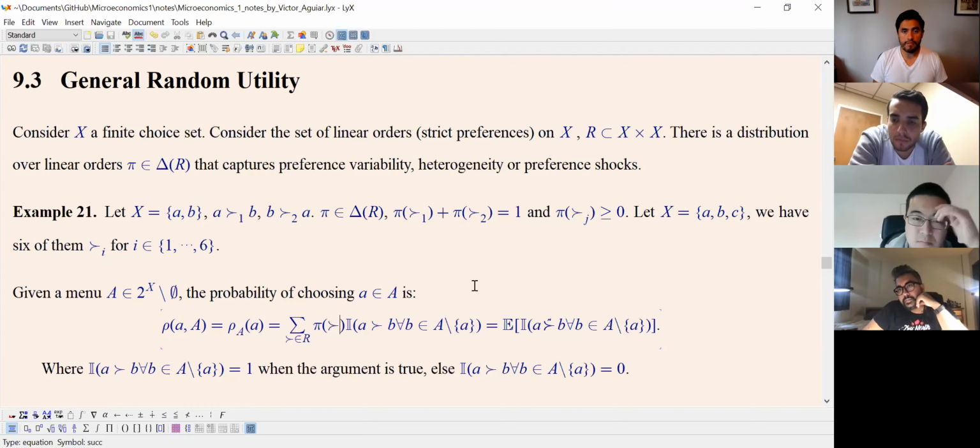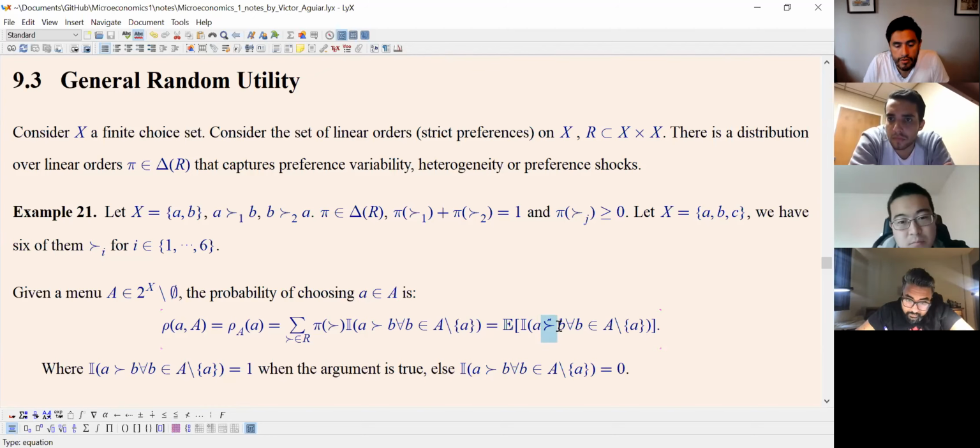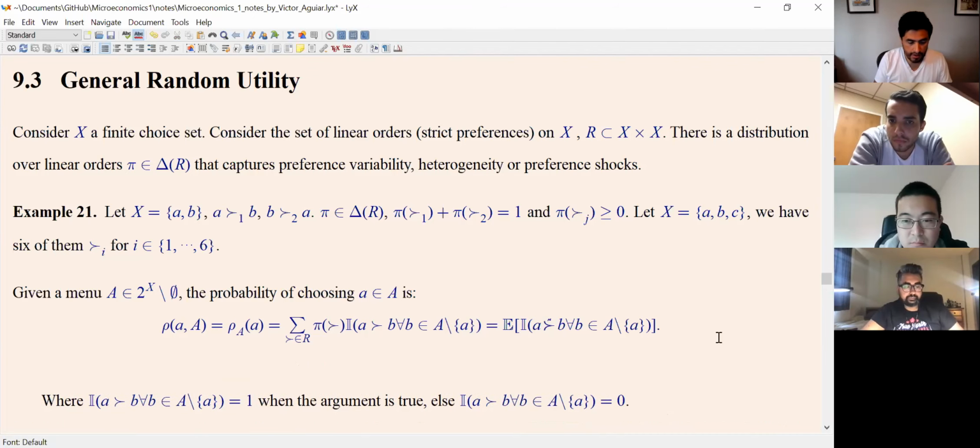Yes. If you don't mind explaining again, the expectation that you have at the end of the equation here, the randomness is coming from this sort of preference variability, correct? Yeah. So you know that I can make a random object out of the collection of preferences with a pi, so that I have the support of this random function. So this is now a random function, random preferences.